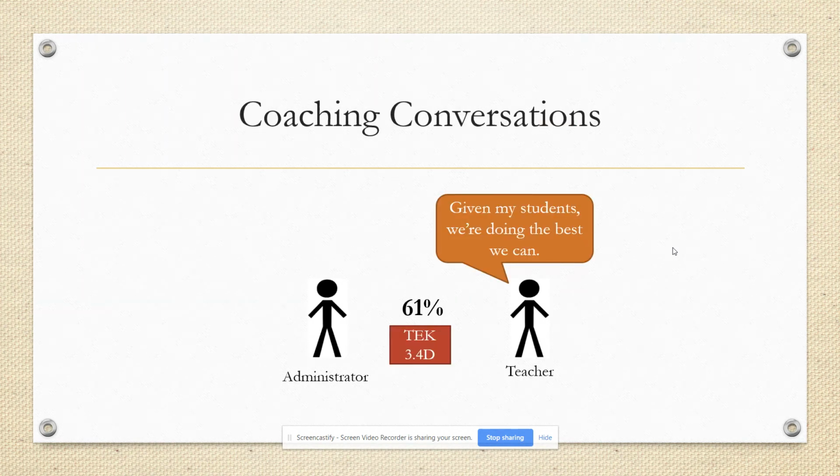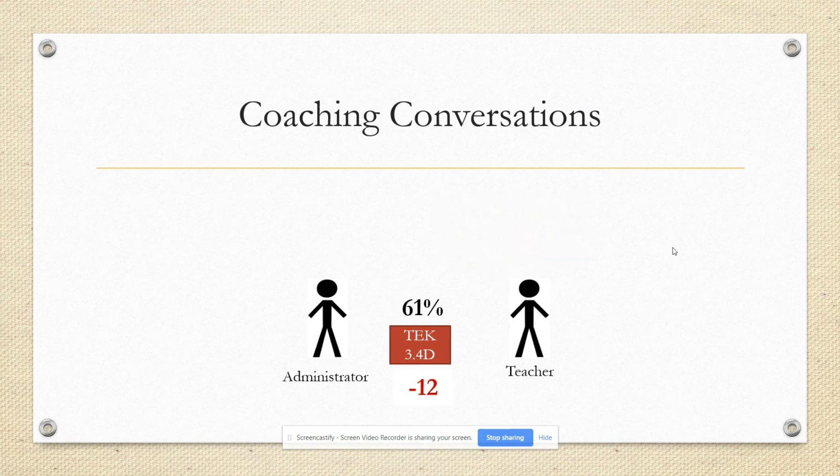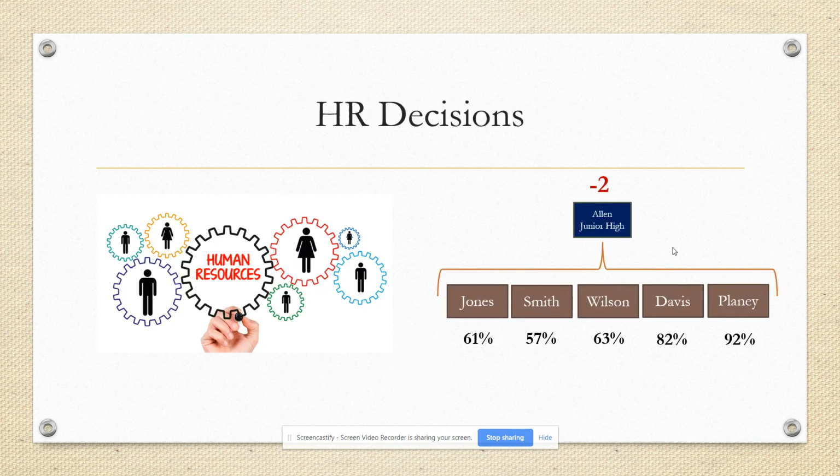So if you have that coaching conversation, given my students, I'm doing the best I can. Well, you're at a negative 12. I need to do better. But what if that was at a net positive 8? Then maybe we would celebrate that 61 differently. Here, your master schedule, we say, oh, well, look at the raw scores. Well, once we give you some perspective, if we could replace Jones with just an average teacher, look what happens to our school when we just hire someone new.